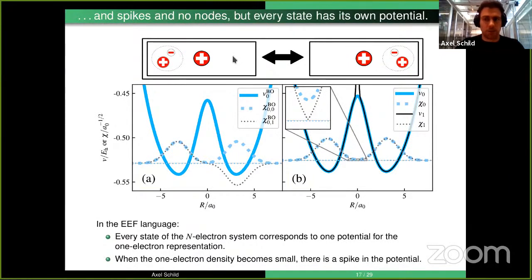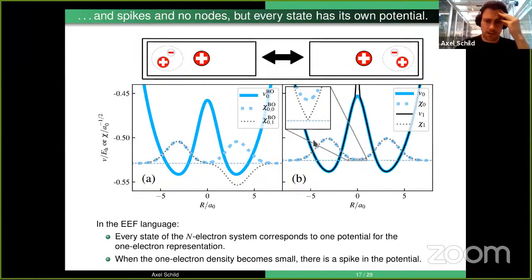Now if you look at the Born-Oppenheimer state of this problem, for this nucleus you will see some kind of double well potential, where the ground state is this plus plus state, and the first excited state is this plus minus state. And you have this kind of tunneling doublet. Now, if you do the exact factorization on that, you will see that each of these states of the total system corresponds to different potentials.